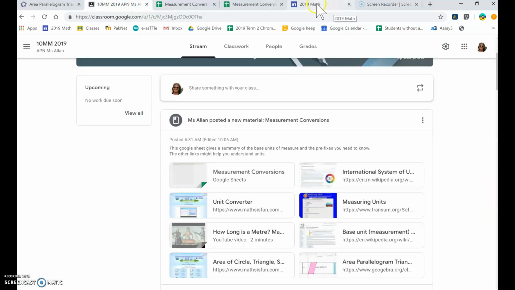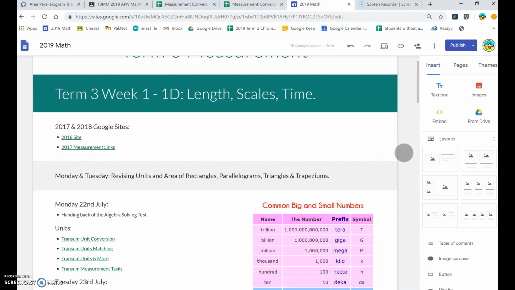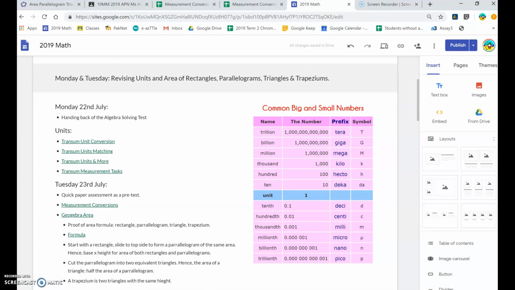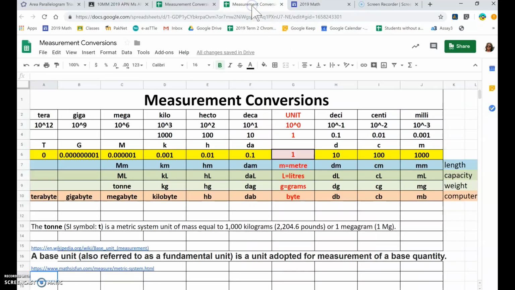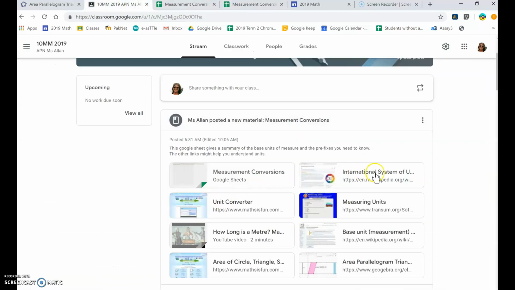If I look at my Google site, it's currently being edited, these are where the milli, the centi, the deci, the kilo come from. If you understand that language, then it makes life a lot easier because you see the connection between the kilobyte, the kilogram, the kilolitre, kilometre. It all makes a whole lot more sense if you can get that overview. So that was the first thing I wanted you to look at.